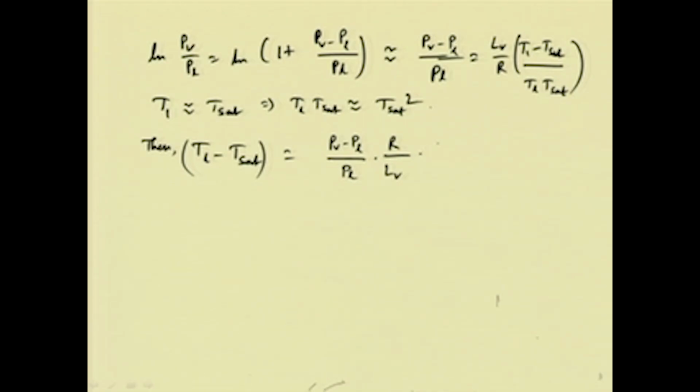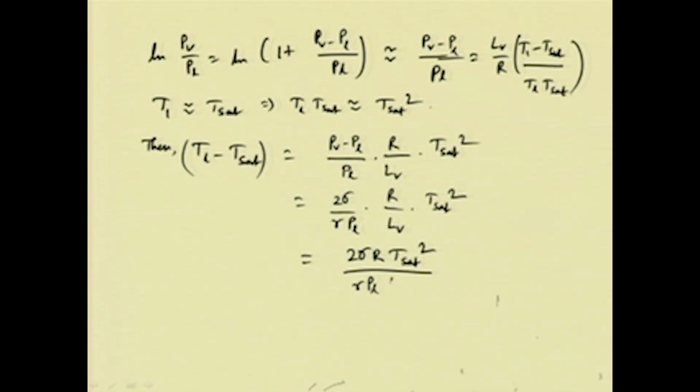We know that PV minus PL is equal to twice sigma by R. So, we will get twice sigma by R into PL, which we already had, into R by LV into T sat square. So, this is approximated as twice sigma into R into T sat square by R into PL into LV. So, this is an equation. From this equation, if we know the definite values of sigma, T sat and TL and all the other quantities, we can easily calculate the value of the bubble radius R. So, this relationship can be used to calculate the radius of the bubble.